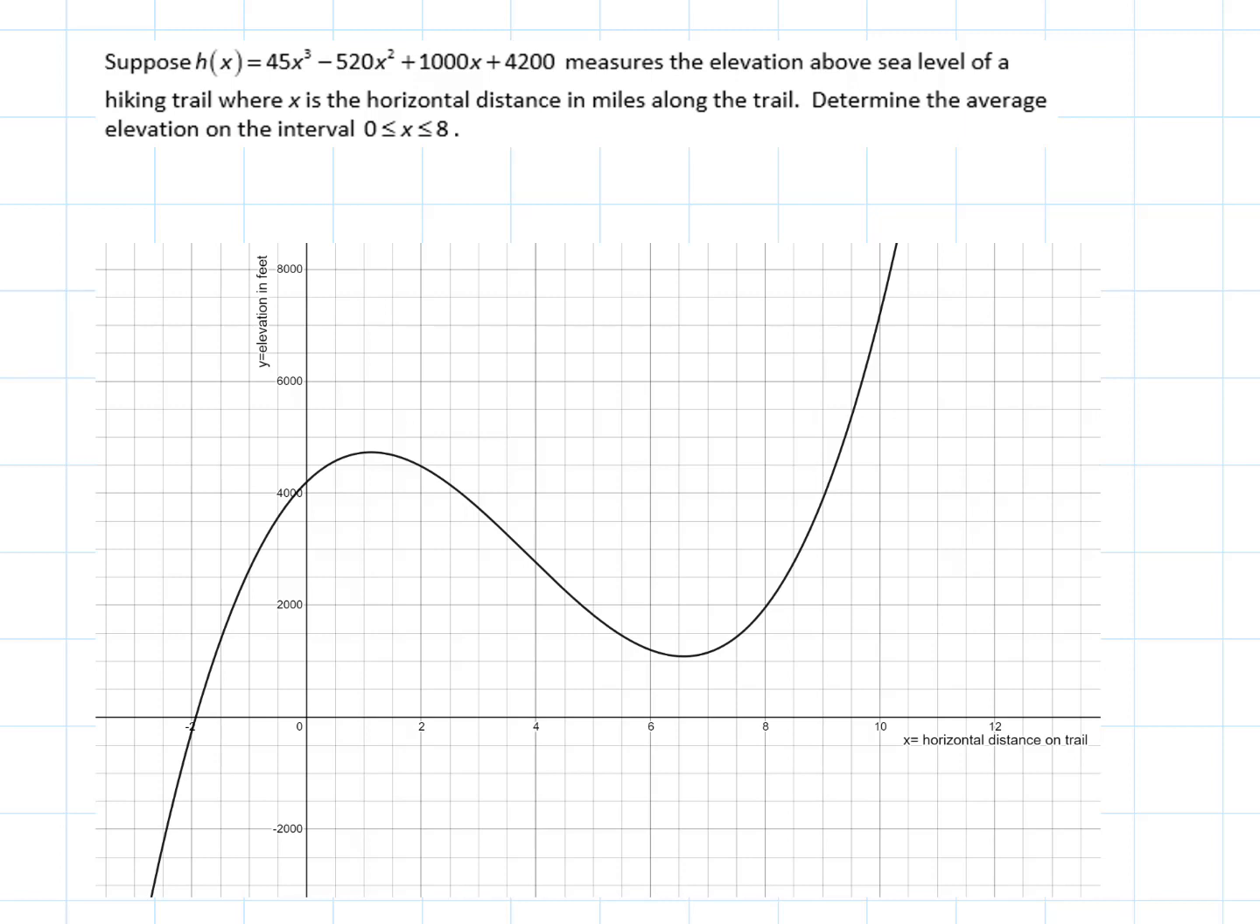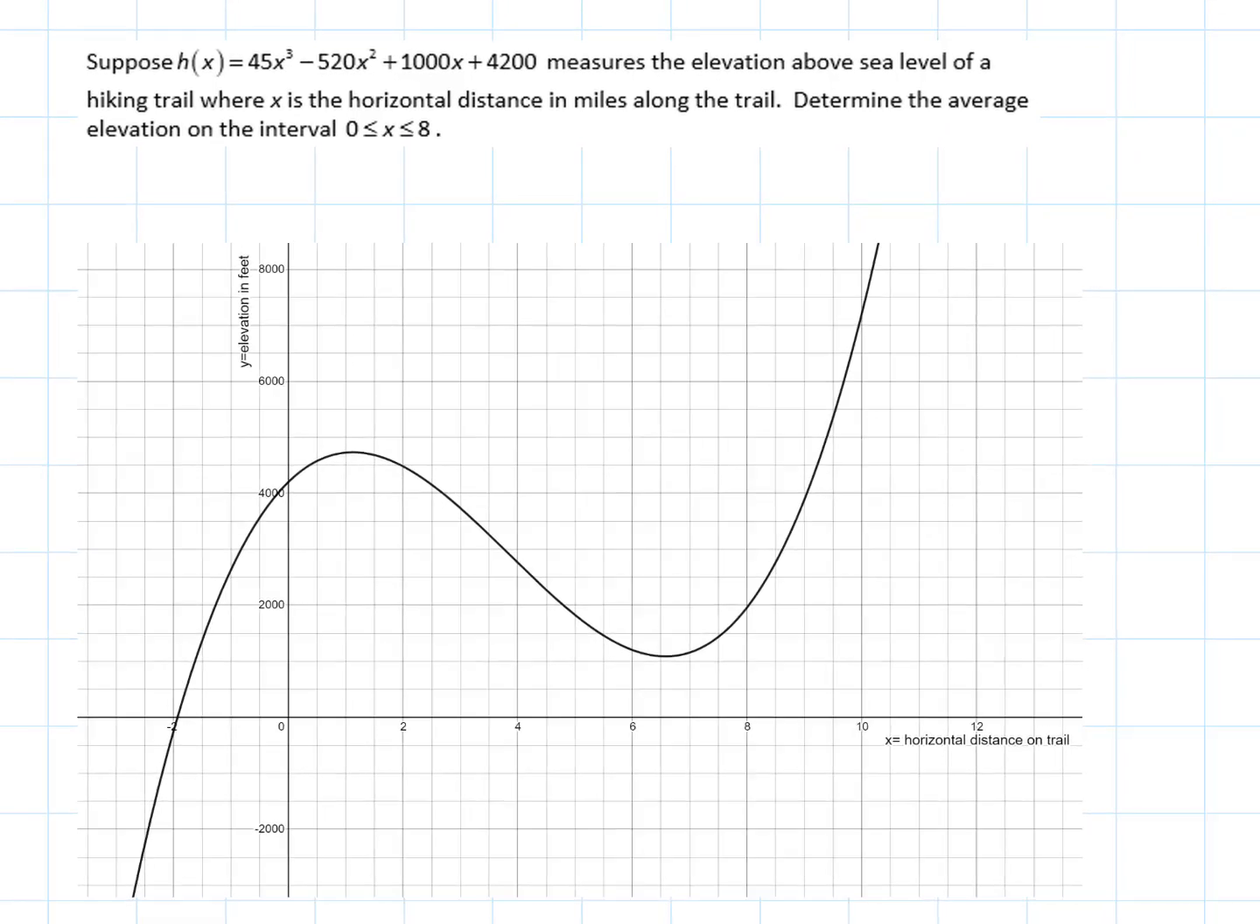So for 0 to 8 miles, let's determine what that average elevation is, where we have a function measuring elevation above sea level. I grabbed this graph out of Desmos, so we can focus in from 0 to 8, and we can see that the elevation starts a little above 4,000 and goes up. On the hiking trail there's a gain in elevation, and then it drops down and starts to go back up. So where would the average be? Just eyeballing it, maybe kind of in there somewhere.